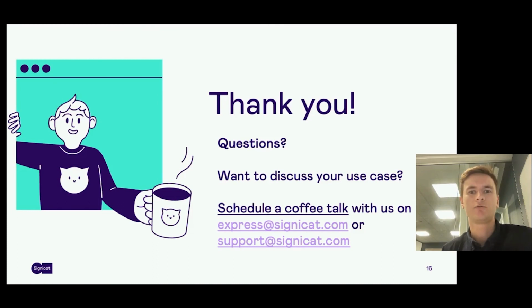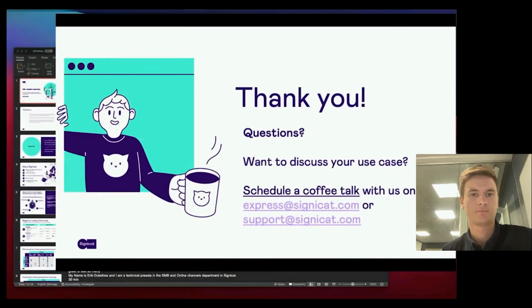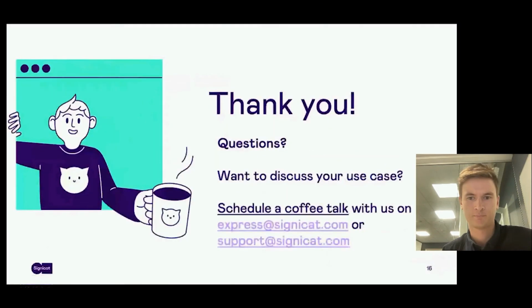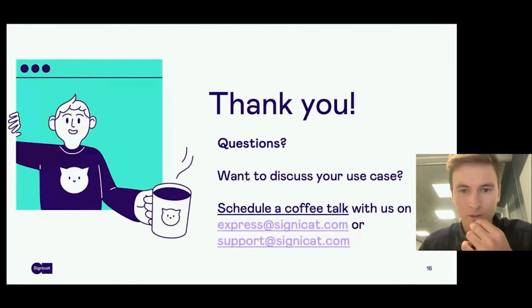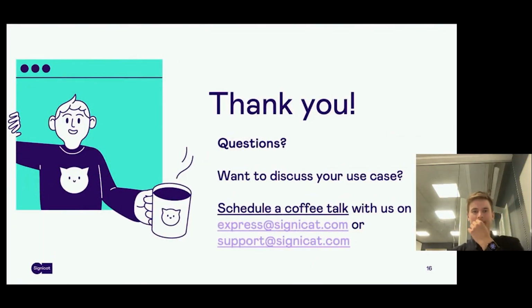Let's see if we have some questions. Yeah, we have one question here. I think we can do maybe 2 or 3 questions. You can see we have time for that. So one question is, what does the score in PEP sanction result mean?